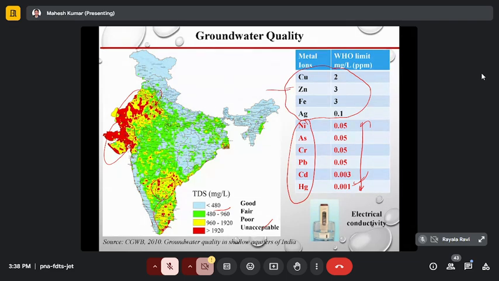We can see where the pollution is in a particular river, how the pollution is increasing, and if an industry is releasing water in between, whether they are doing the cleaning process properly or not. All that we can find by using these sensors.